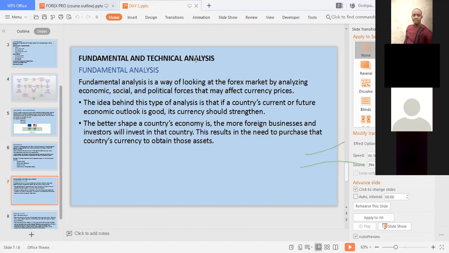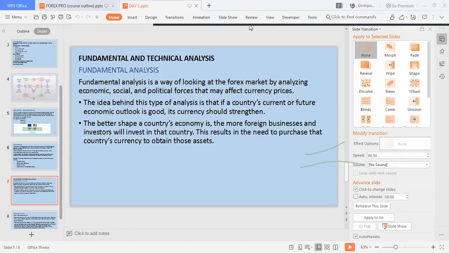So all these things are what they actually look at in the forex market. But guess what? If you are going to be consistent with this class, you will surely understand all the strategies to use, whether the market is bad or the market is good.